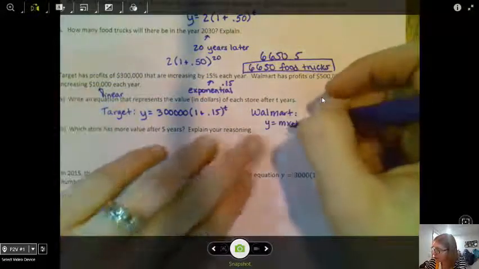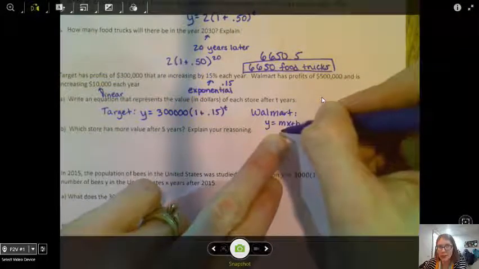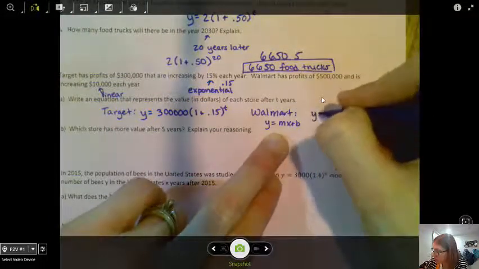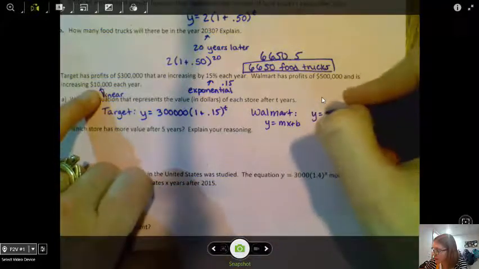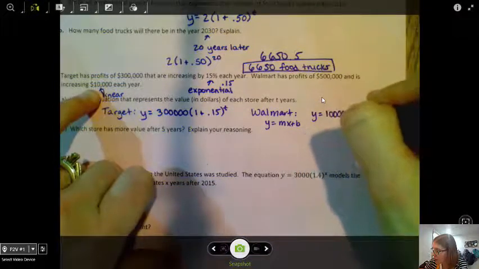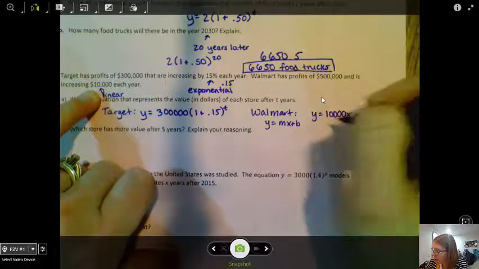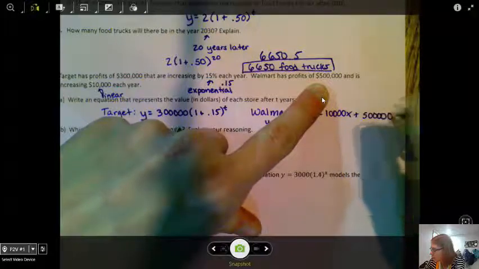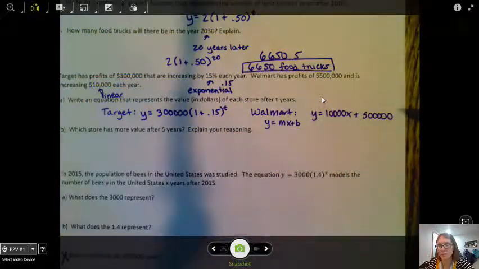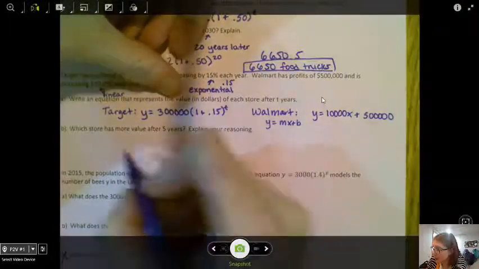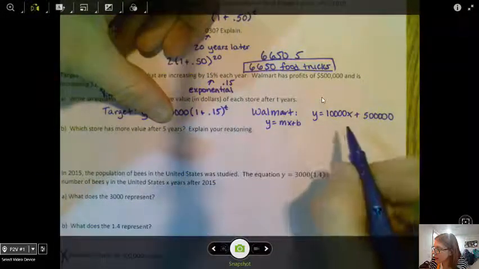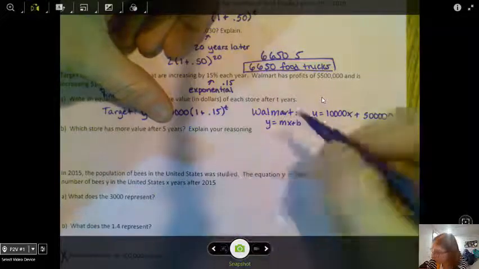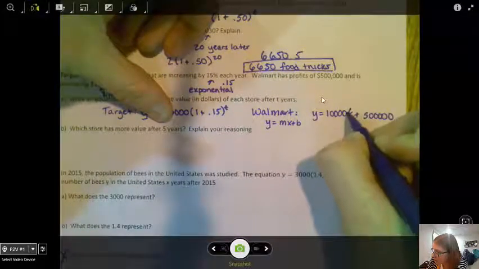All right, so Walmart. The m is our slope. That's what we add each year, and that's $10,000. We start off y equals 10,000x plus our starting profit, 500,000. There's my equation. Part B asks which store has more value after 5 years. Explain your reasoning. I'm going to take 5 and plug it in for t in both of these equations. Or I guess I should have used a t here.